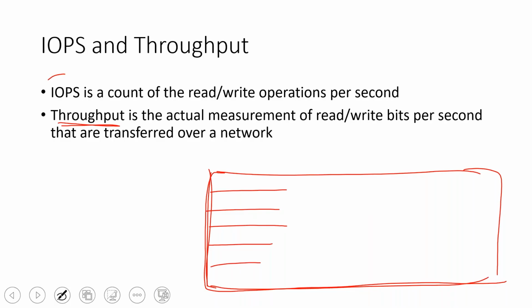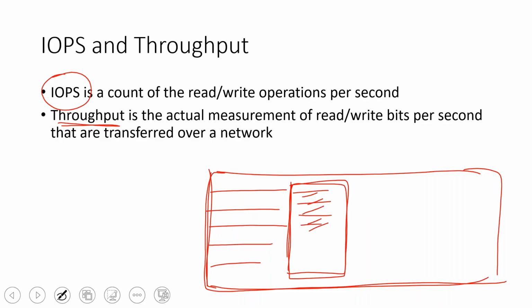Then what is IOPS? Input output operations per second. Now let us say I'm just looking at this part of this road. How many vehicles are getting transferred through this part per second? That is the IOPS. So let us say these are hundreds or 200s, right? Per second, how many vehicles are passing through that part? That is the IOPS.